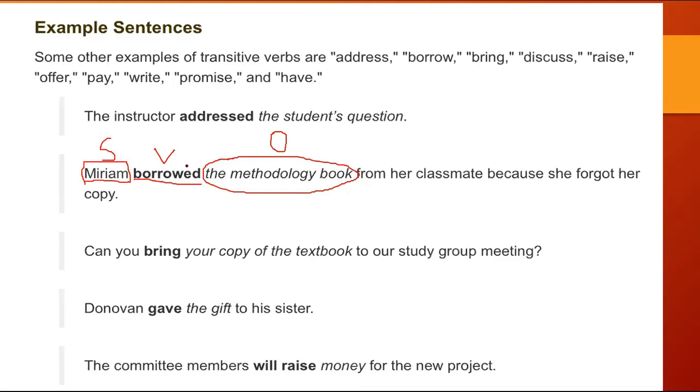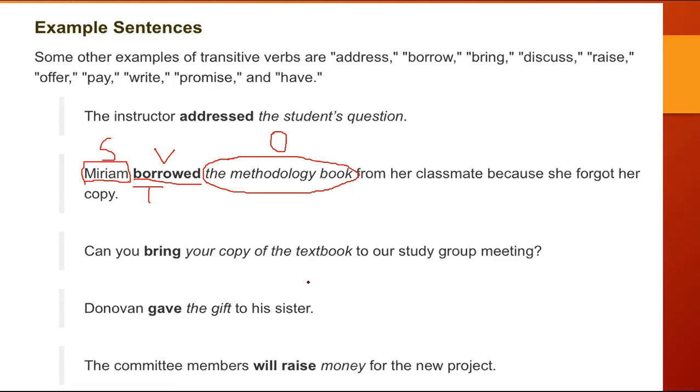So what type of verb is borrowed in this sentence? Transitive. Exactly. Well, so now exercise number 3. Swami, can you bring your copy of the textbook to our study group meeting? Do we have a subject? Yes, we have a subject. It's different because it's a question. So try to know which is the subject.